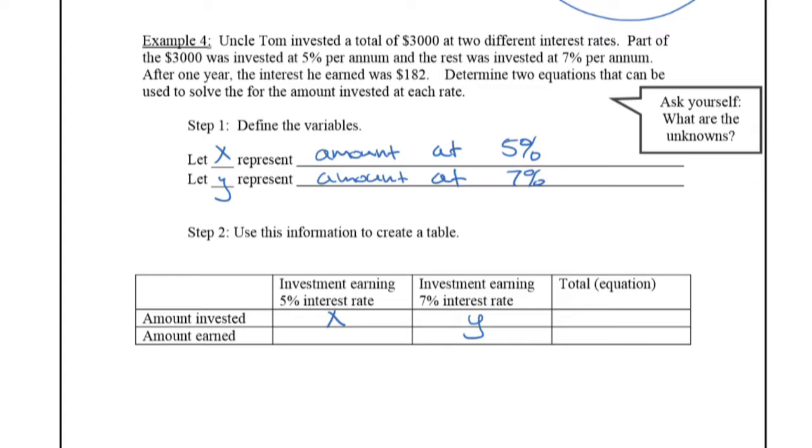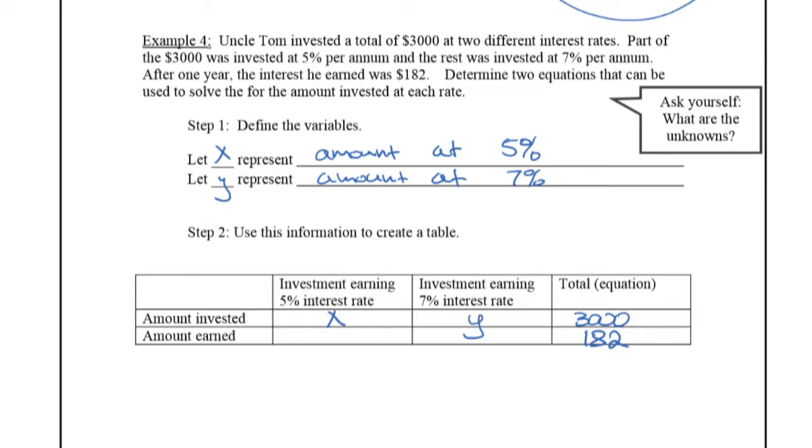And I know the total amount invested was $3,000. So that's given in the question. The other thing I'm told is that I have 5% at the X, I have 7% at the Y, and in total, if I add up the interest I made, it's $182. That's the other total that I'm given in the question.